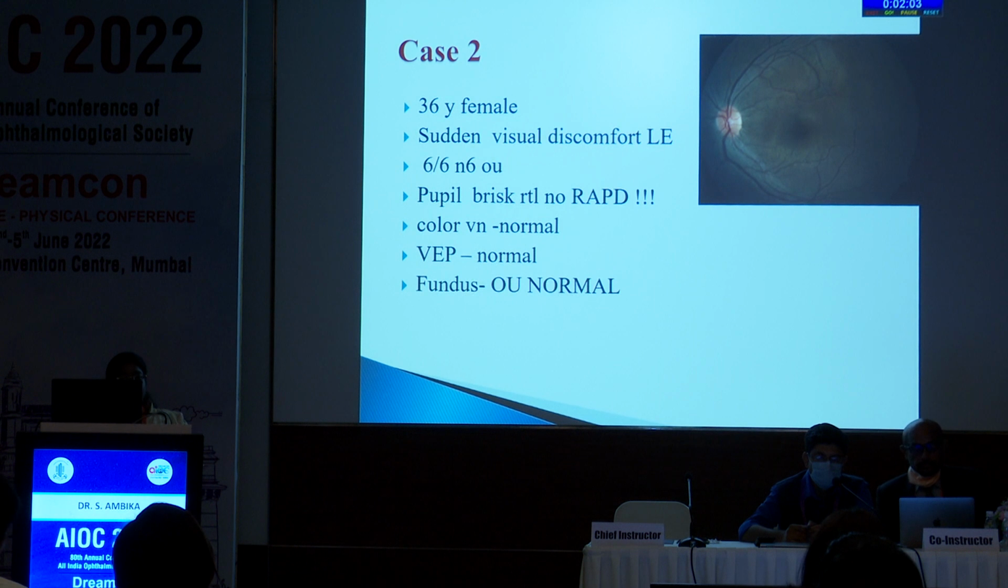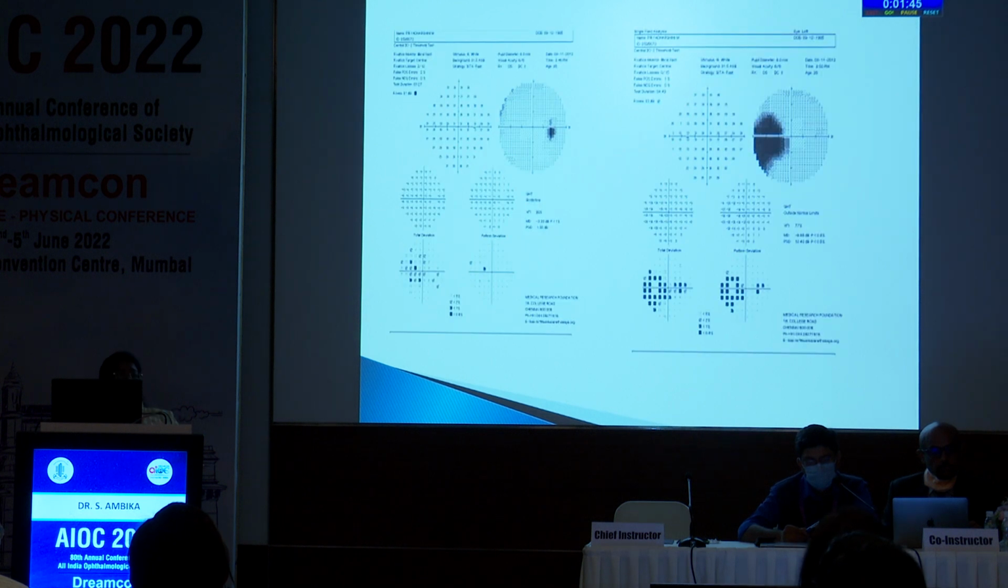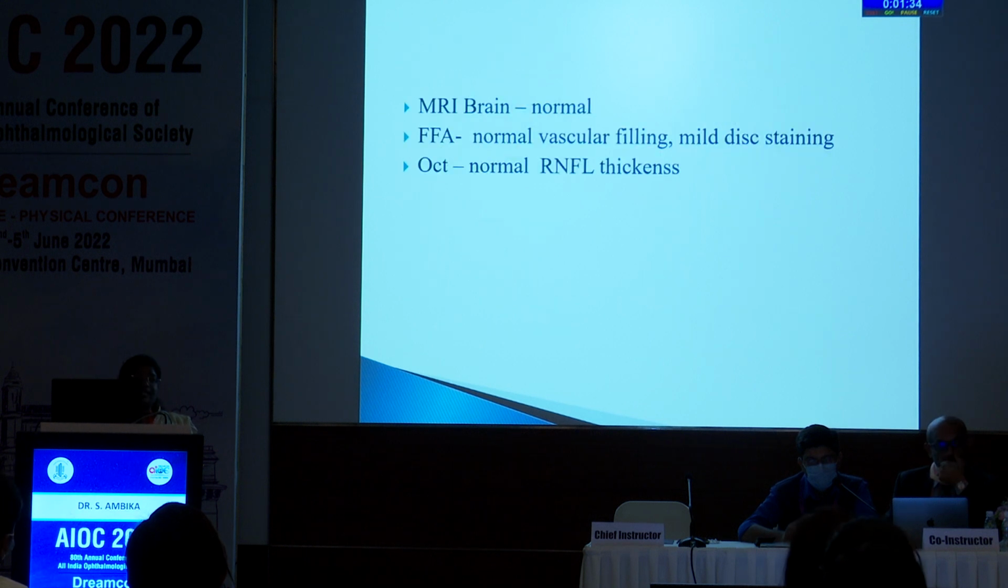So this is another female with a monocular vision loss similarly. Here, she is complaining of a monocular vision loss, yet there is no relative afferent pupillary defect. The color vision, VEP, and fundus were also normal when she came to us, again brought as a malingerer. So this visual field helped us to say that she's not malingering, and she's definitely having some problem which is probably disturbing her in the left eye, and that's what you see: an enlarged blind spot.